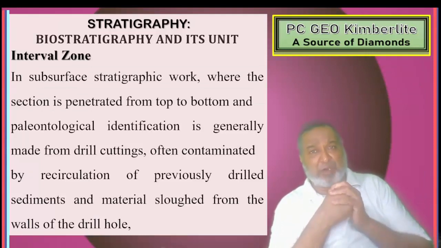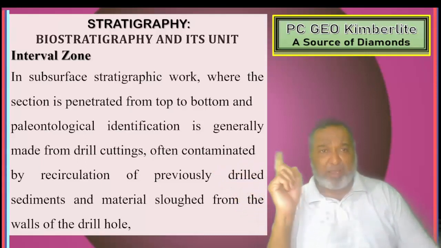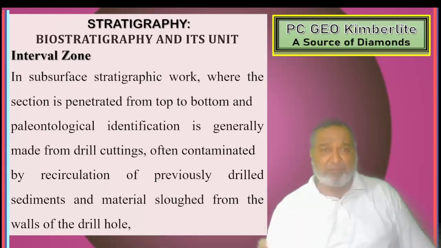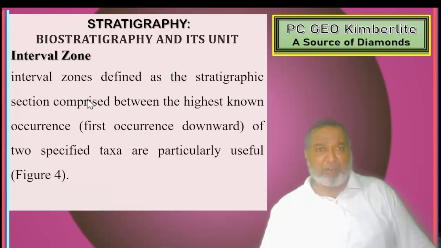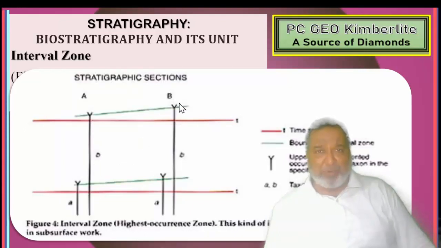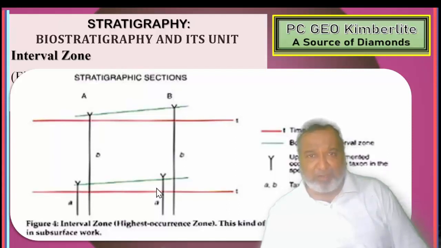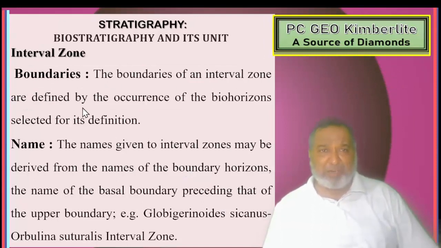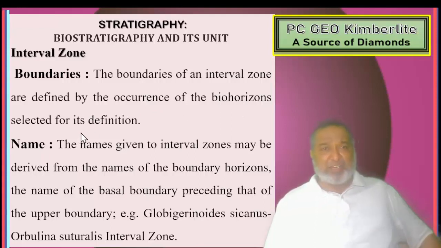In subsurface stratigraphic work, where the section is penetrated from top to bottom and paleontological identification is generally made from the drilling cuttings, often contaminated by recirculation of previously drilled sediment and material sloughed from the walls of the drill hole, that may happen. Interval zone is defined as a stratigraphic section comprised between the highest known occurrence, that is first occurrence downward, of the two specified taxa, which is particularly useful. Yes, that is the upper one we have been given here. This is the time surface, and this is the boundary of the interval zone. And this is the upper one which has been mentioned here, and A and B are the taxa.